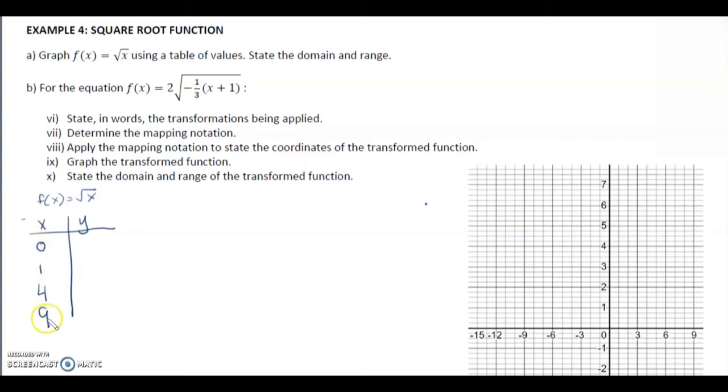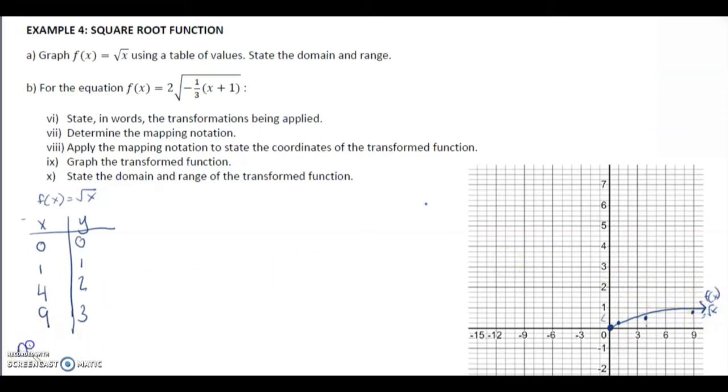Okay, if you take a look at all of these numbers, we can square root all of these numbers and get integer values. Okay, so the square root of 0 is 0, square root of 1 is 1, square root of 4 is 2, square root of 9 is 3. So that's here, f of x equals square root of x.